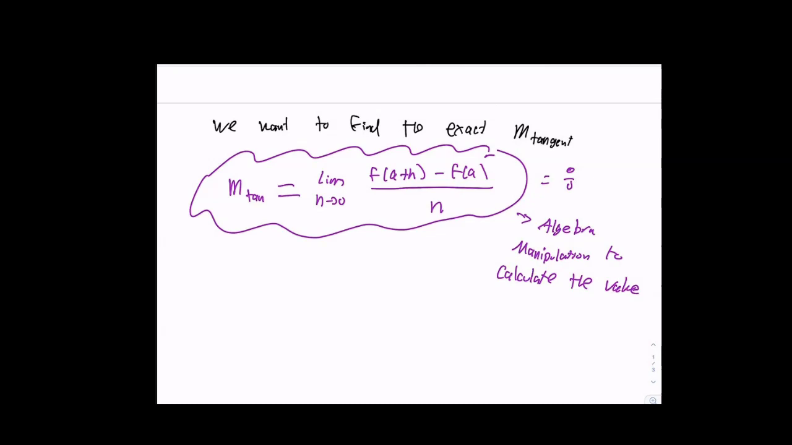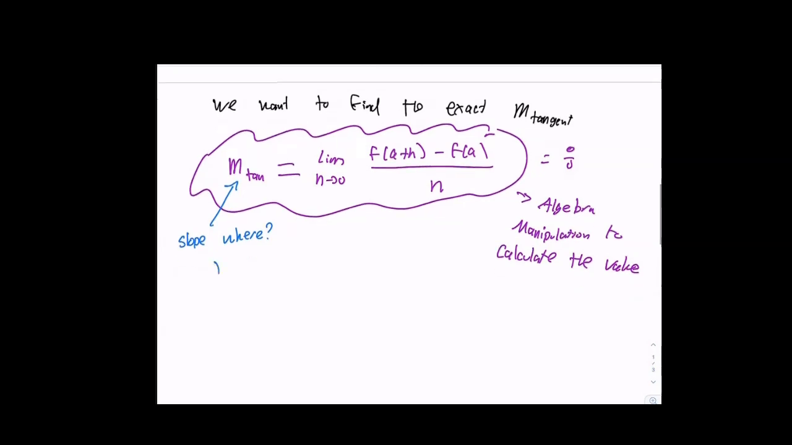Now, we have a more formal definition because there's an issue that we run into. If I say the slope of the tangent, the question is, the slope where? This notation of m tangent or IROC doesn't tell us where. So the notation that we have is f prime of a equals the limit as h approaches 0 of f of a plus h minus f of a all over h.